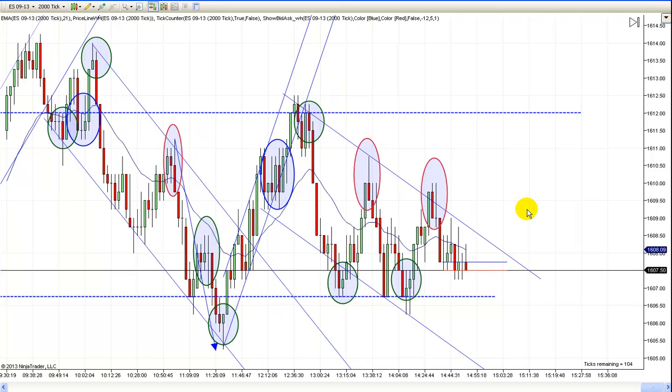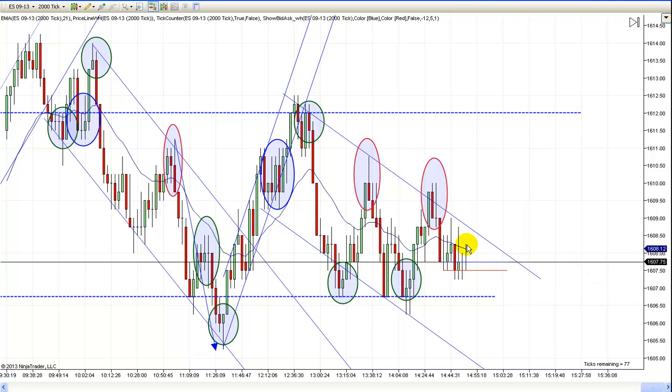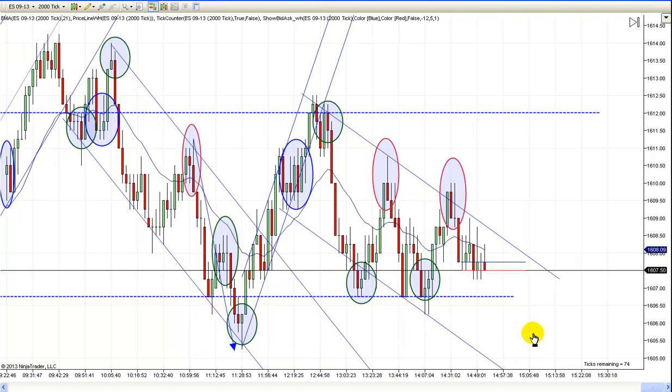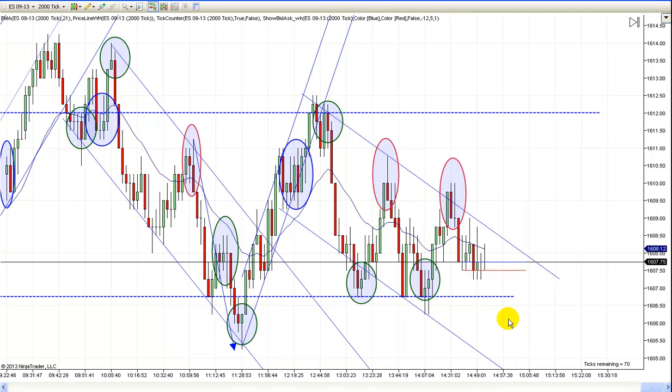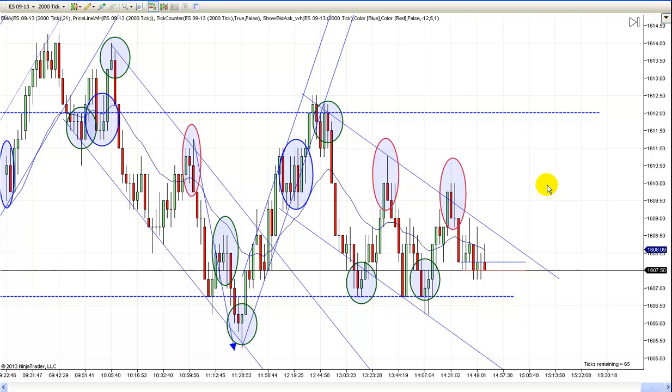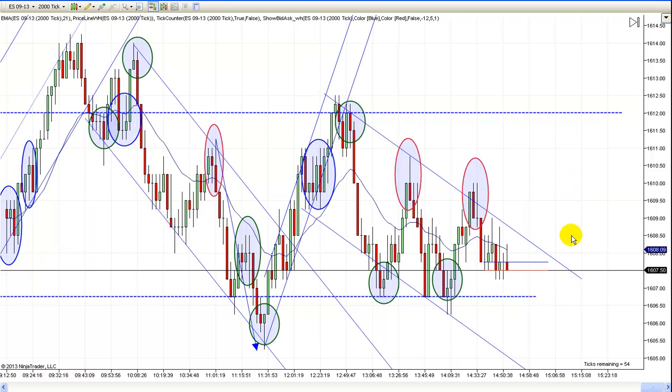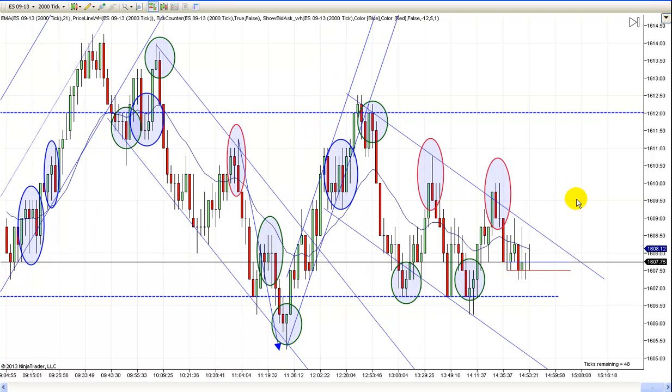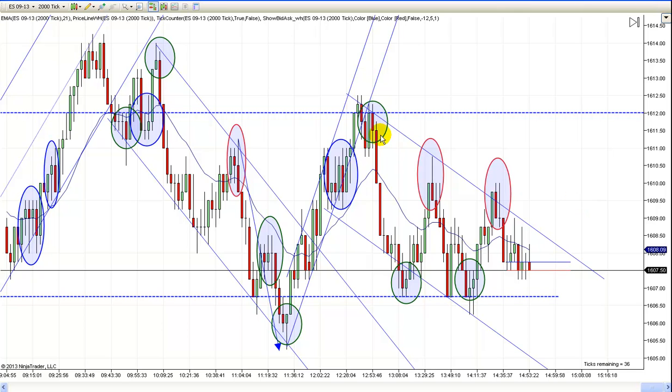So, we're still trying to make this retest. You can see it over here. And notice how every one of these breaks higher is failing and it's going lower. That's not a good sign. Doesn't mean we'll get through here, but it's not a good sign if you're long right now. You might be in trouble, but I don't see any reason to be long.